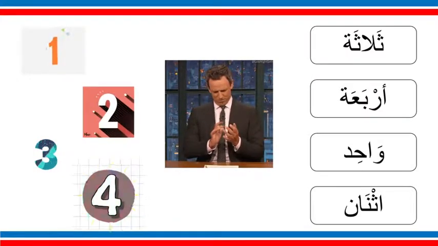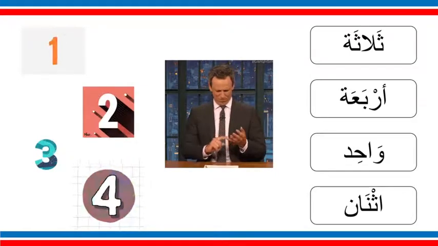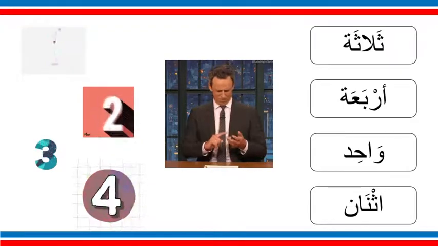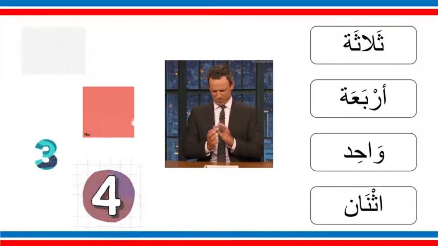First one is ثلاثة. Then we have أربعة. Then we have واحد. Then we have اثنان. Pause the video, think and match them.